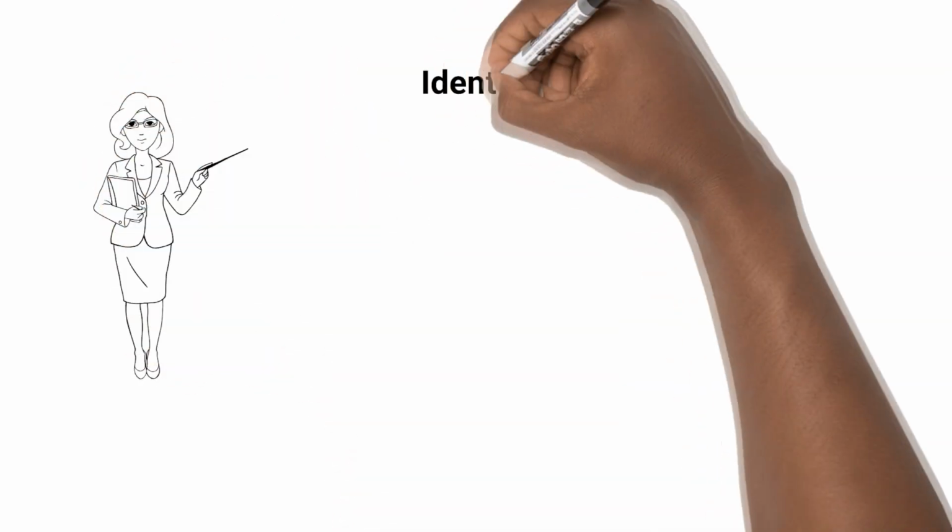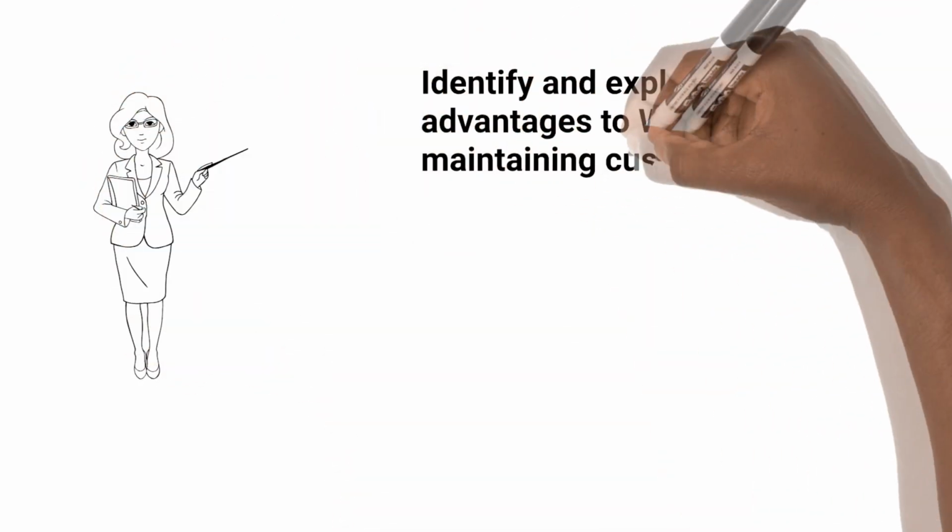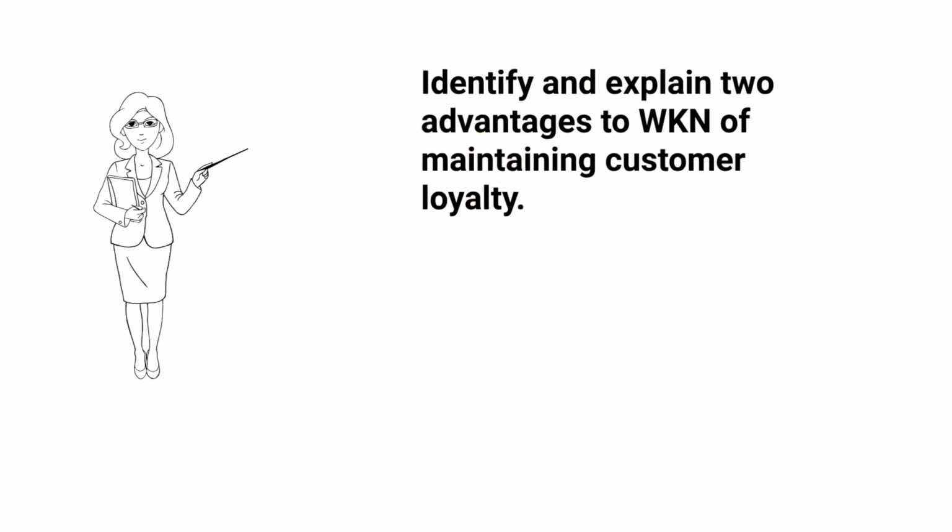Moving on, identify and explain 2 advantages to WKN of maintaining customer loyalty. This is a knowledge, application, and analysis question. You need to use all 3 to answer these questions. An example would be: it is easier to match products to existing customer needs, so they know what to stock in their shops, reducing wastage.